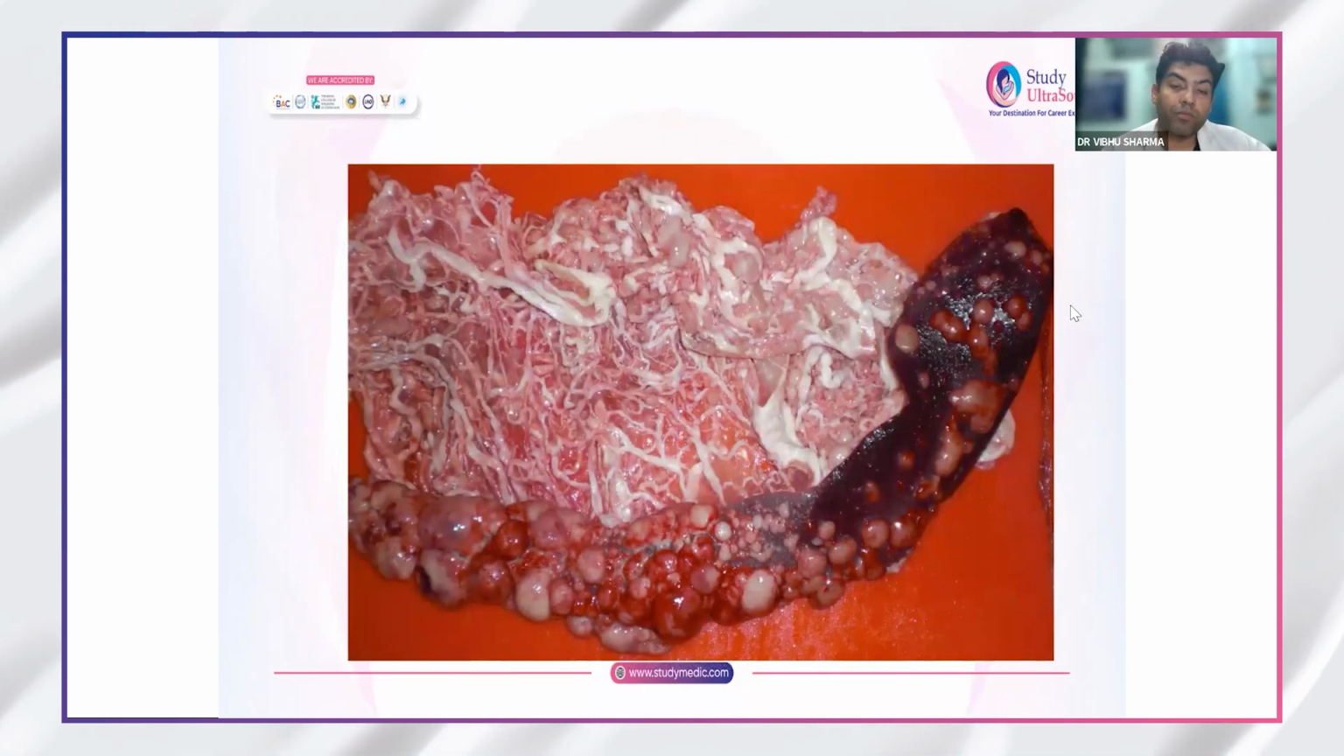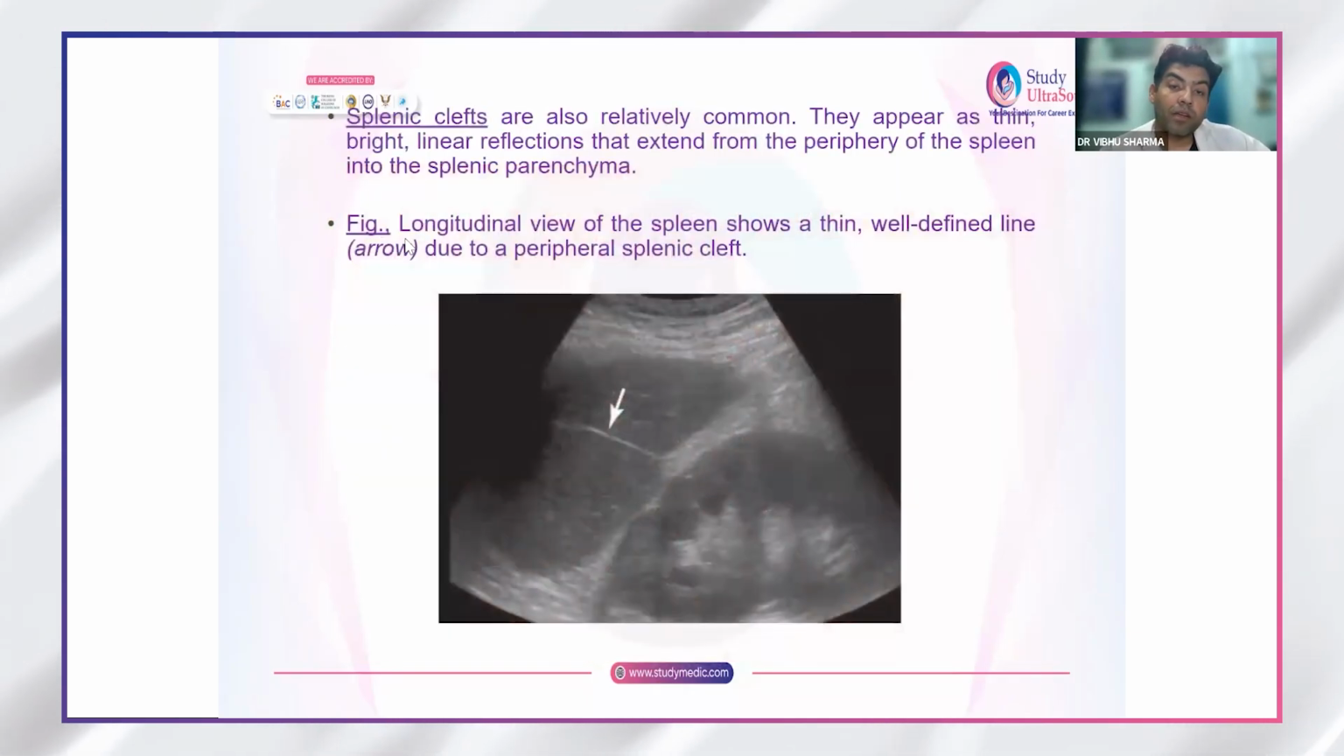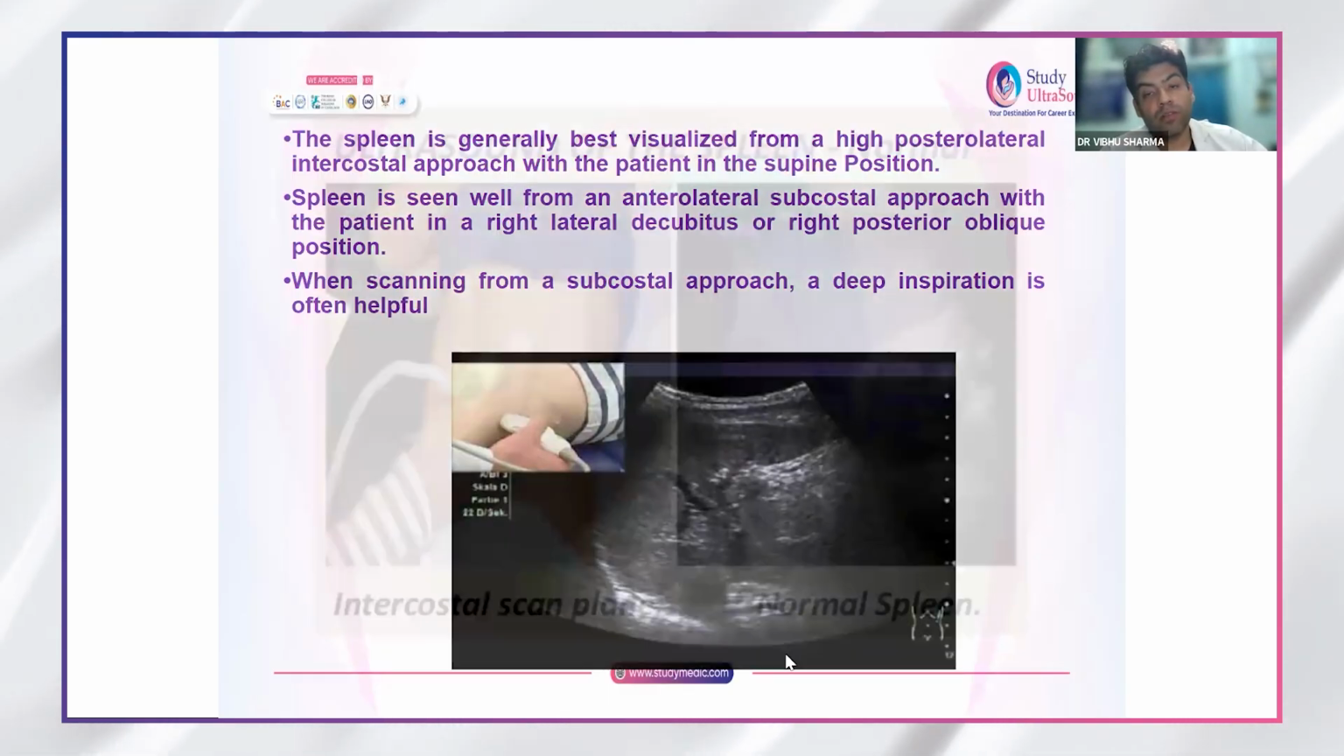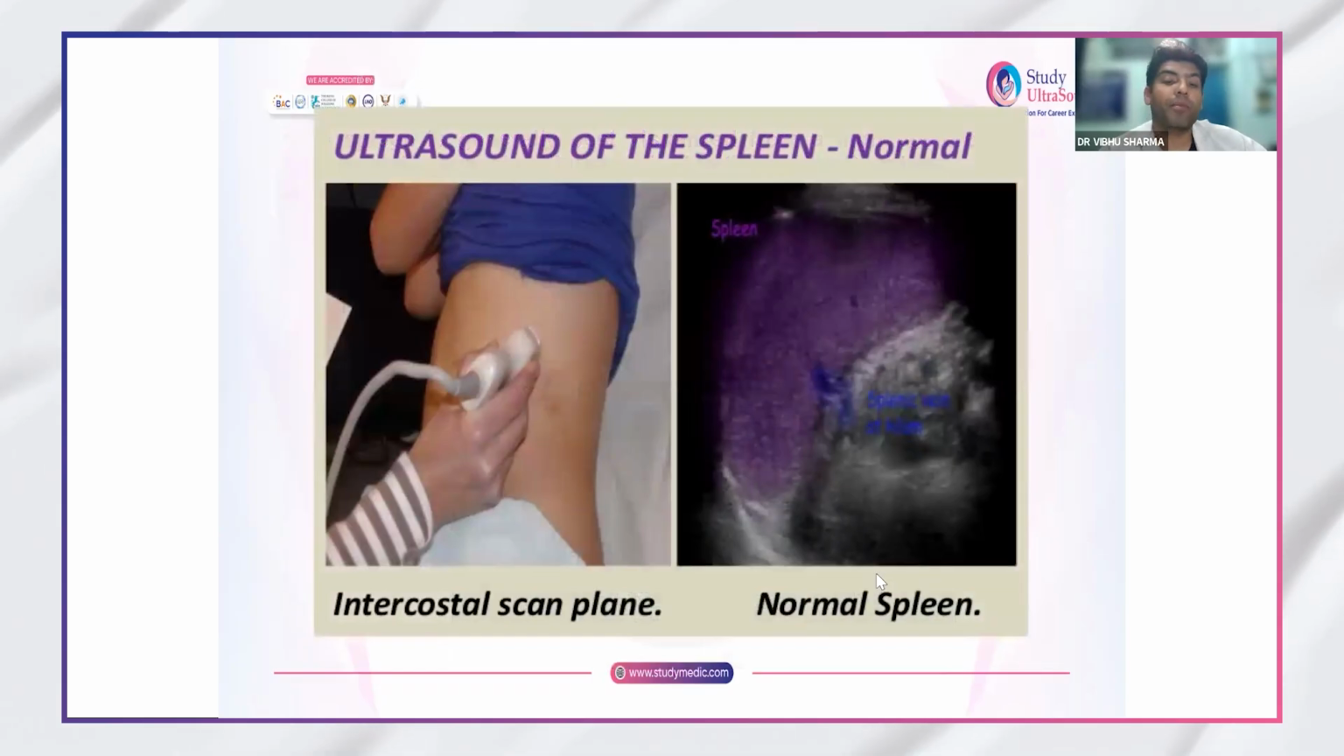This is how the physiological sample of spleen looks. You can see various sinusoids within the spleen. Sometimes you can see a splenic cleft. Here in the longitudinal view, you can see a splenic cleft, which is very common. This is how the subcostal approach is used for visualization of spleen in a right lateral decubitus or a right posterior oblique position. You should tell the patient to take a deep inspiration, and then you can go into the intercostal scan plane and you will see the spleen very clearly.